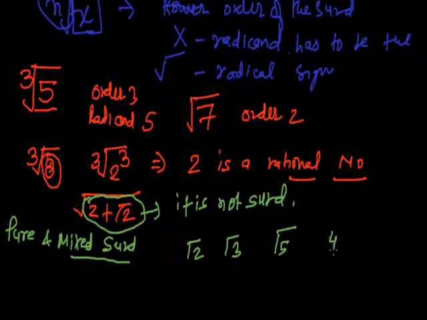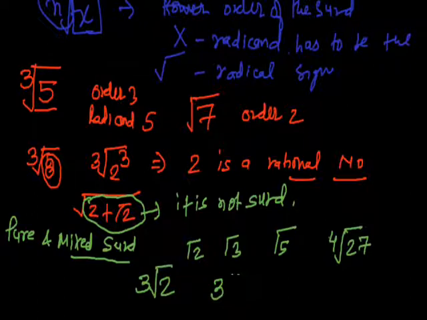We can take some more examples. This is also an example of a pure surd. Mixed surds are those surds which have a multiplying factor, like 3√2. This is also a mixed surd.